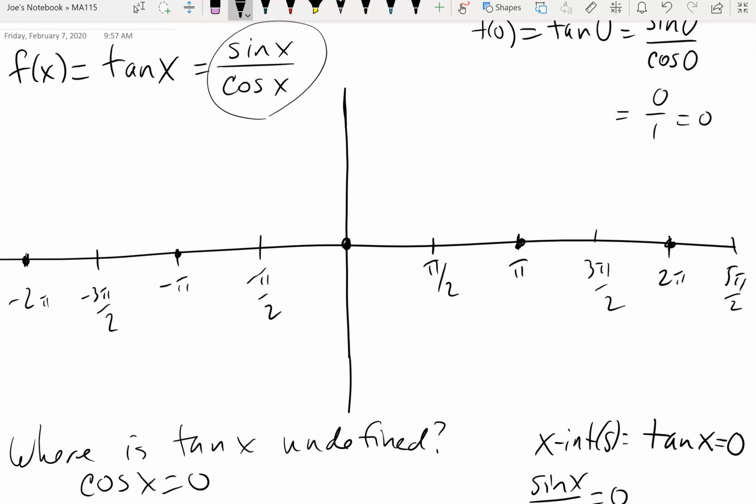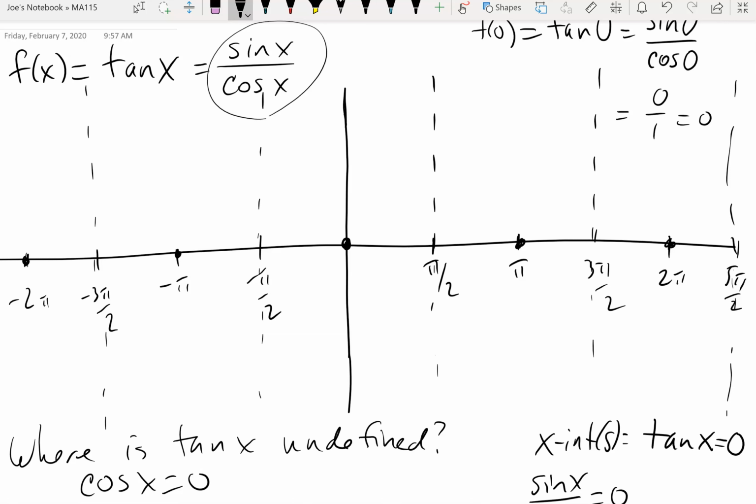Now, thinking back again to your rational function ideas, what kind of thing did you typically get on the graph when you had a 0 in the denominator? A vertical asymptote, right? And that's exactly what's going to happen here. We're going to get a whole bunch of vertical asymptotes, at all these odd multiples of pi over 2. All right, so now it's a matter of trying to fill in the gaps.